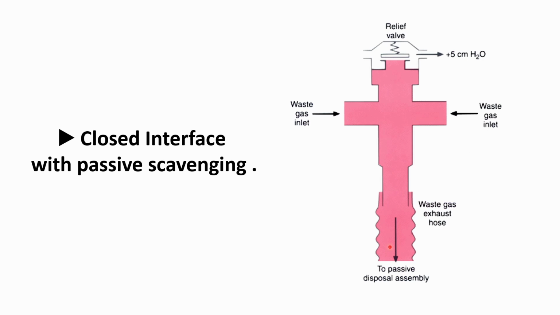So with an enclosed interface and passive scavenging, the disposal assembly is at a level higher than the operating room, and the waste gas is going by diffusion and the passive flow of these gases. But what happens if we have a kink in this waste gas exhaust hose? It will apply a positive pressure to the patient.